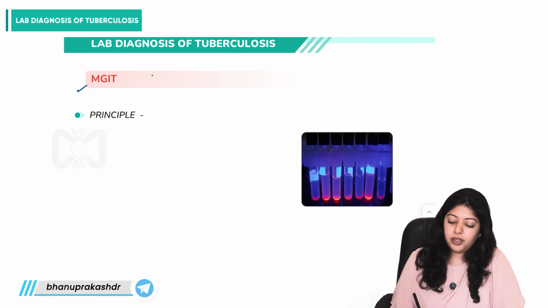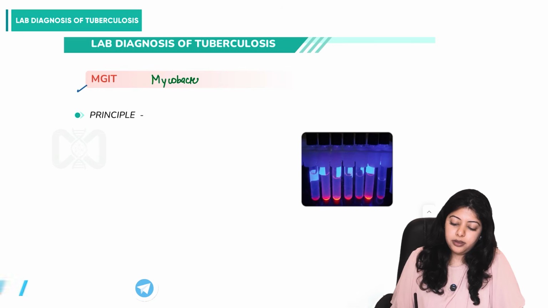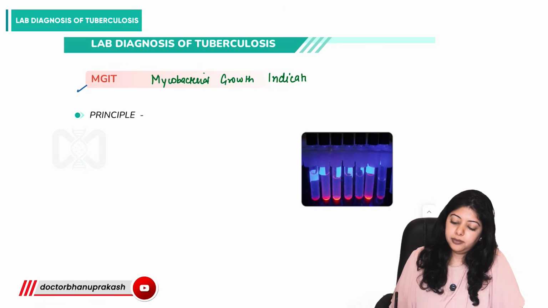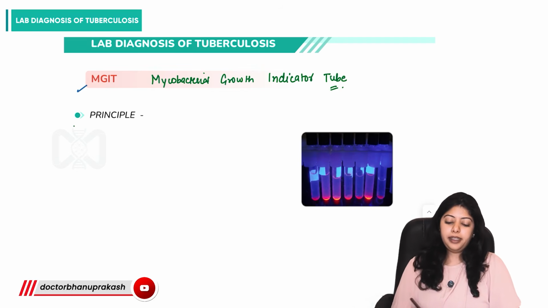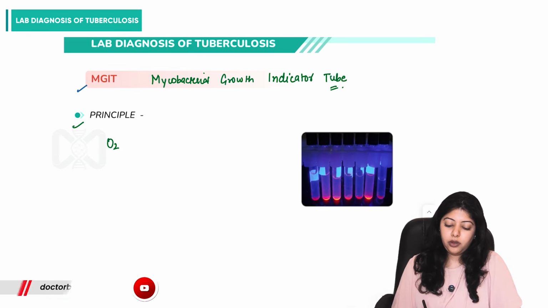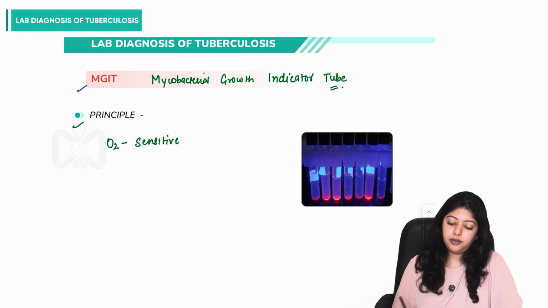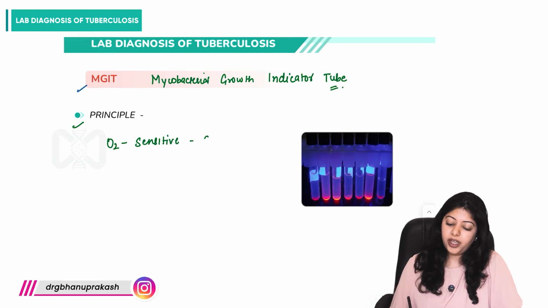So MGIT stands for Mycobacterial Growth Indicator Tube. And it works on one principle where it uses an oxygen sensitive fluorescence quencher system.